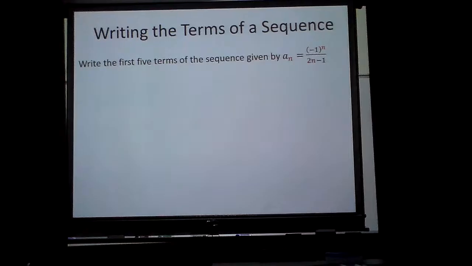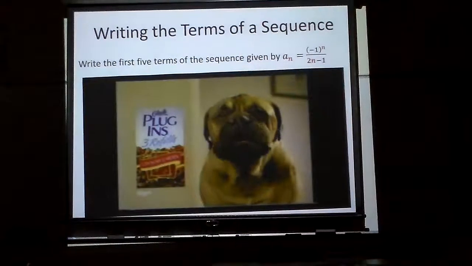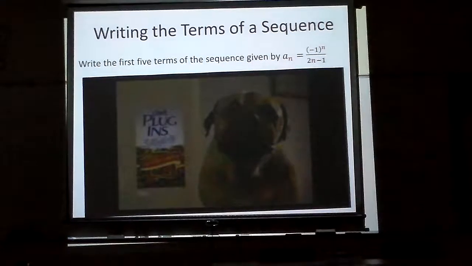Let's look at another one. Writing the first 5 terms of a sequence, and here's one right here. Negative 1 to the nth power times 2n minus 1. I can have a couple of things involved in a pattern or a sequence here. It doesn't really matter. Still got to plug them in.